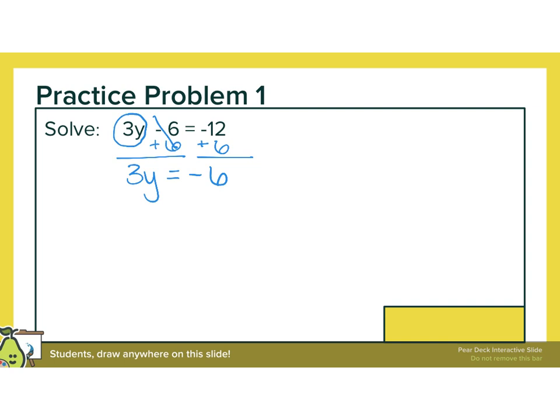It's now a one-step equation. So to isolate the variable, I divide both sides by 3. And now I have this y by itself. So y, I think, is negative 2.